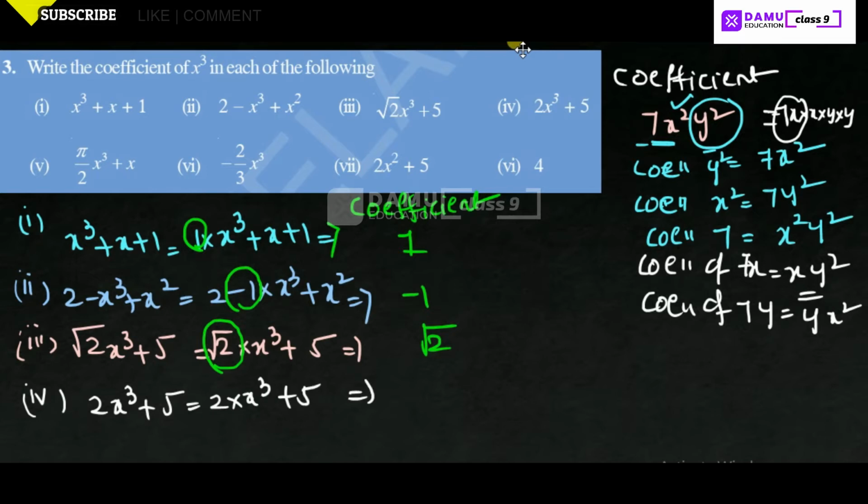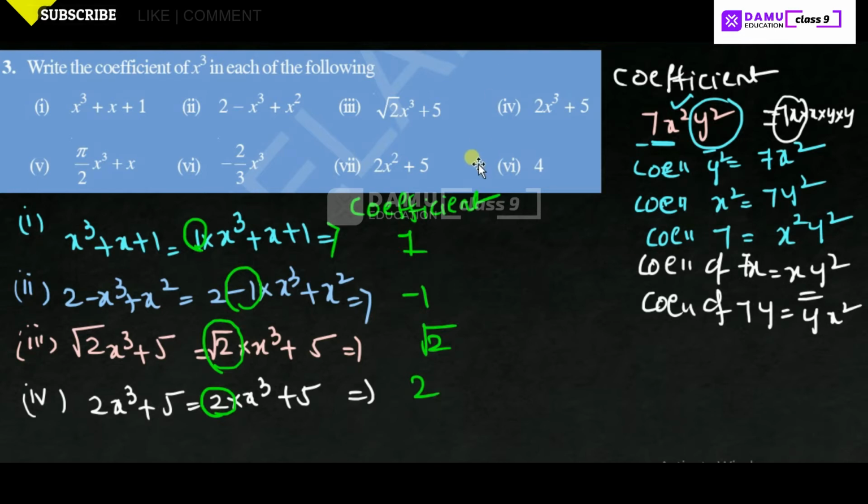They are asked only for x cube coefficients. We are not concentrating on the other terms. If they ask for the coefficient of x square, it is 1. The coefficient of 5 is 1. Like that we can go. So what is the coefficient of x cube here? 2 is there, so it is 2.